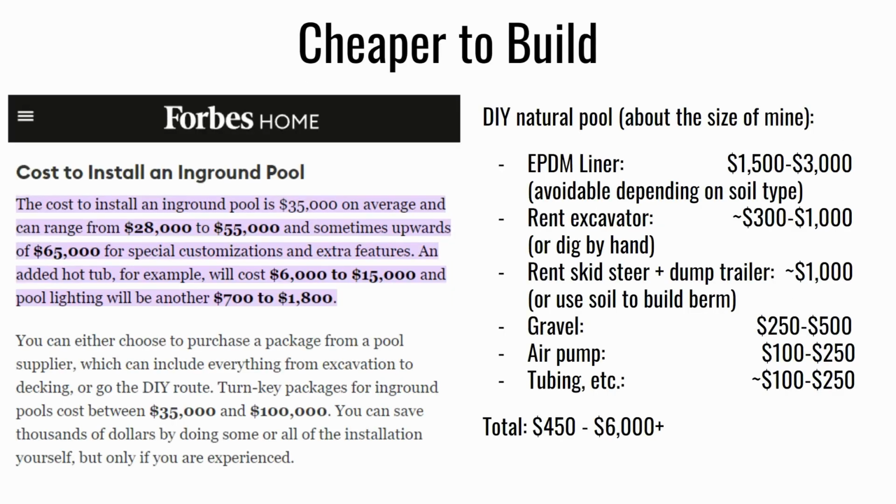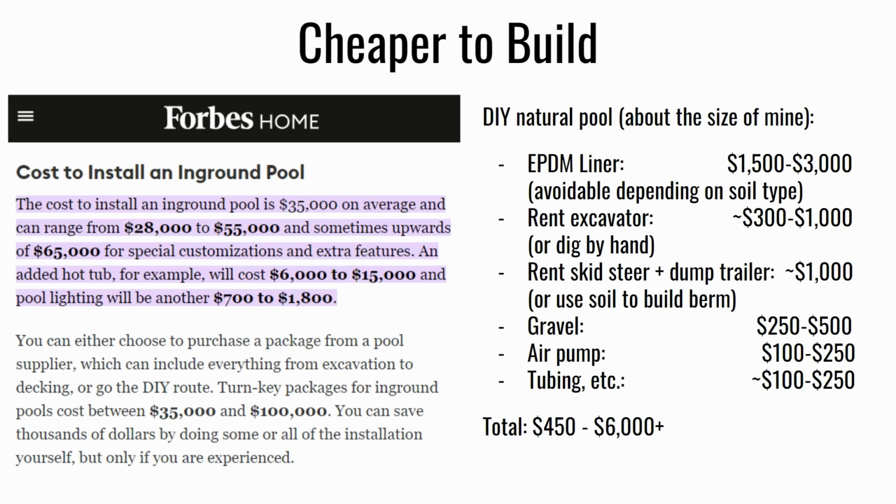Cheaper to build. If you're doing a DIY situation, which is what I did here, obviously this is me with a Google search, seeing how much an in-ground pool costs. Obviously tens of thousands. But this is a little breakdown of the main costs that went into this one. The biggest is the liner. It's a big piece of heavy plastic, thick, stretchy, strong, very hard to tear. EPDM is the material.